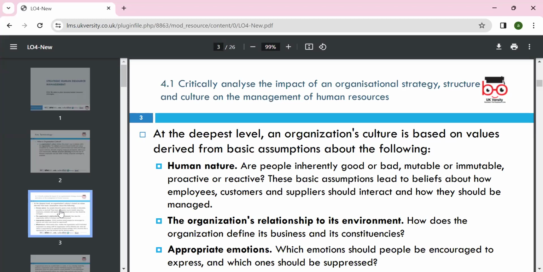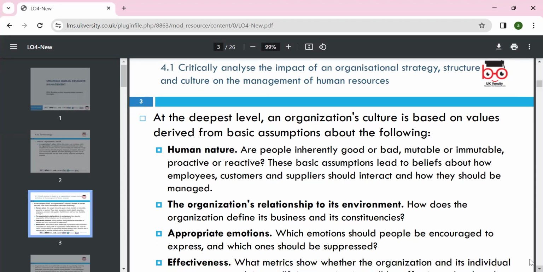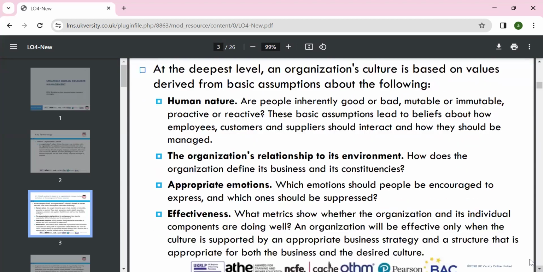And these basic assumptions lead to beliefs about how employees, customers, and suppliers should interact and how they should be managed. So we need to think about human resources as the most important asset in any organization. People are the most important asset. So we need 3 M's: manpower, money, and material. But the most important asset in any organization is the manpower.